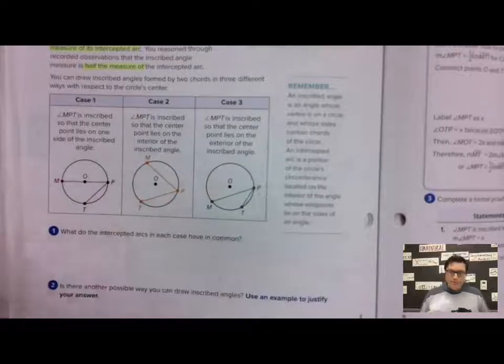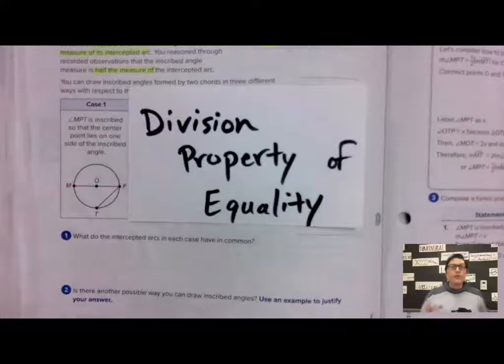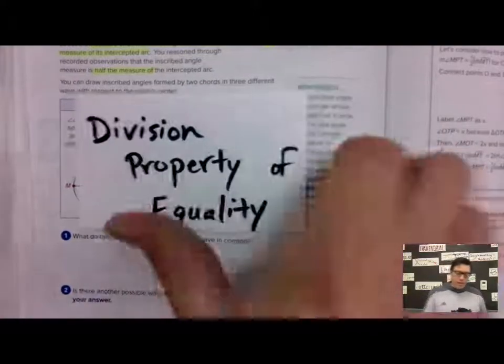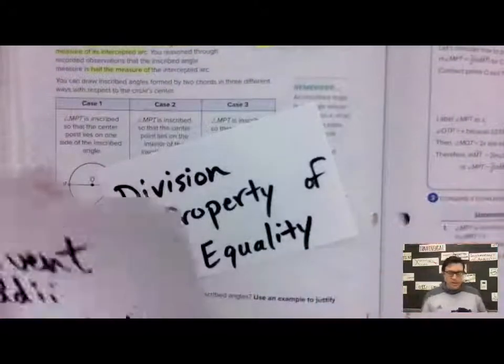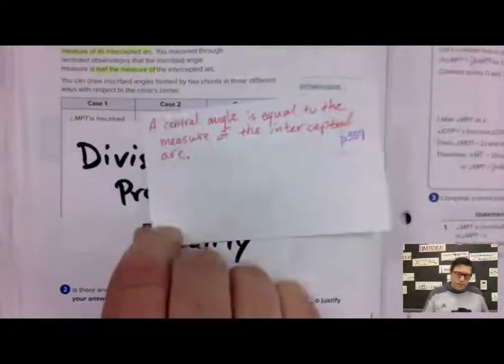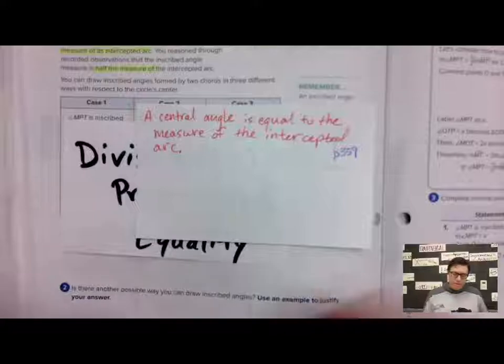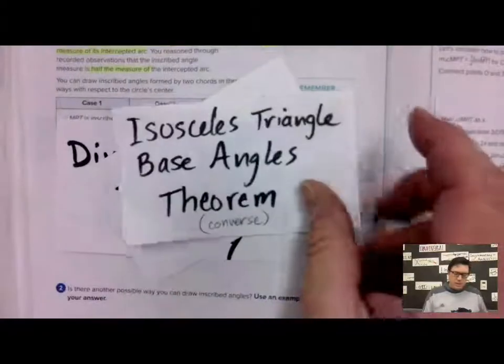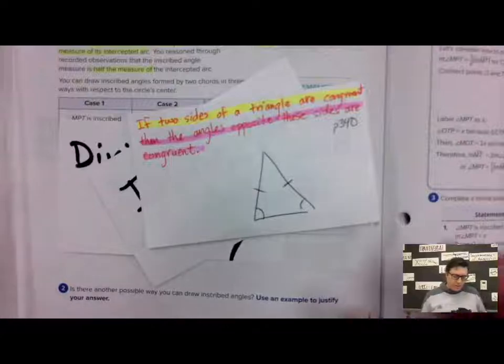Please make sure that you have the following note cards either created or will make right now. We're going to need to make the division property of equality. Nothing really on the back of it other than it says that you can divide by equal things. Intercepted arc: the central angle is equal to the measure of the intercepted arc. Isosceles triangle base angles theorem and its converse: if two sides of a triangle are congruent, then the base angles opposite those sides are congruent.